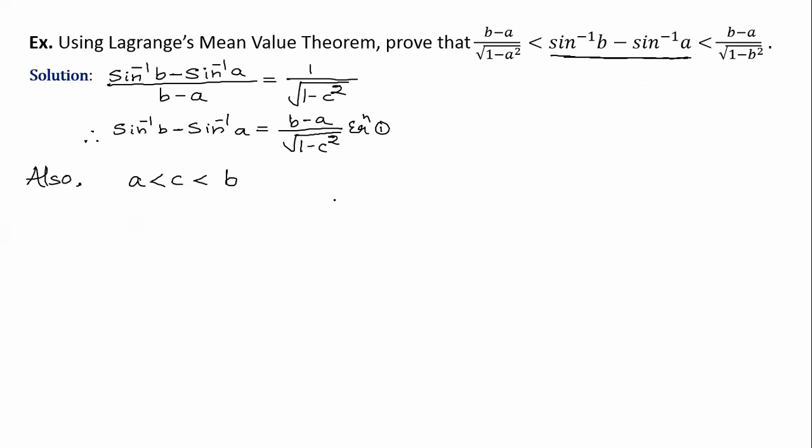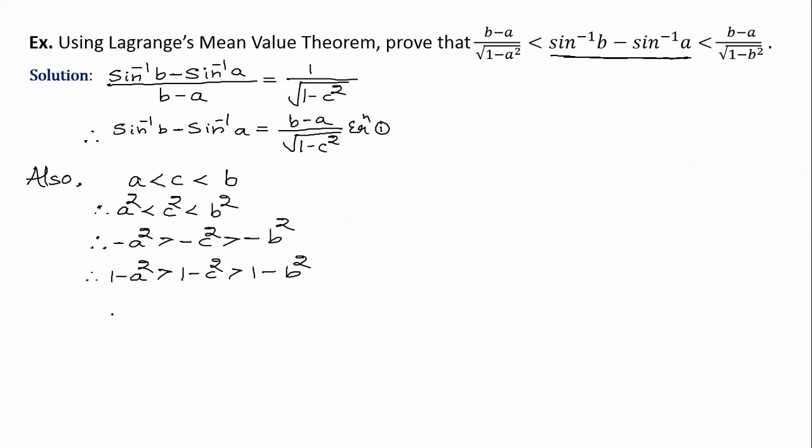And what we have to do? We have to find the relation among 1 upon square root of 1 minus a square, 1 upon square root of 1 minus c square, and 1 upon square root of 1 minus b square. So let us start here. Let us square these things. So a square will be less than c square will be less than b square. Now let us multiply by minus 1. So minus a square will be greater than minus c square. Minus c square will be greater than minus b square. Fine. Let us add 1. So the inequality will remain the same, like this.